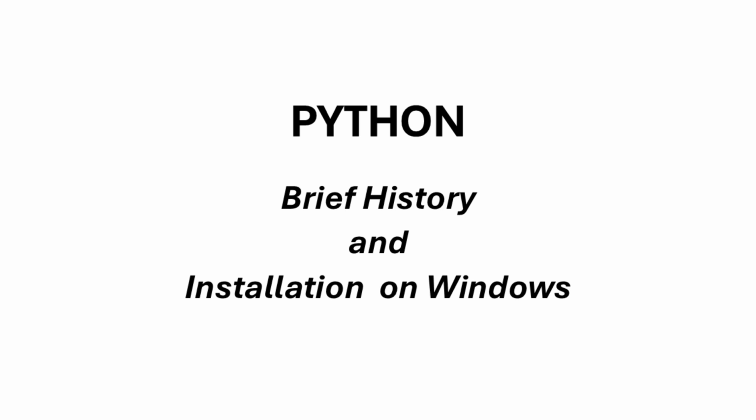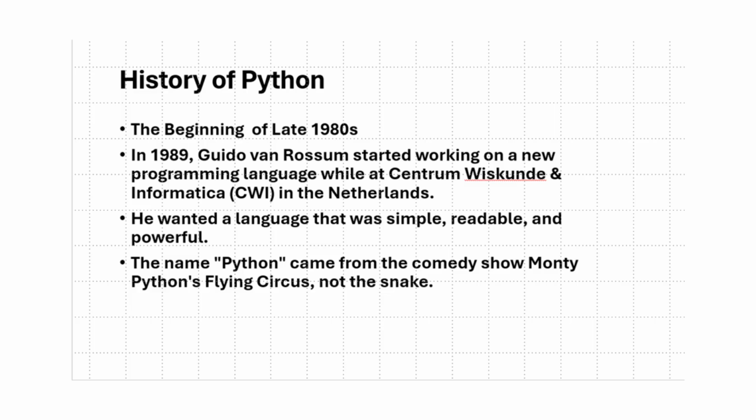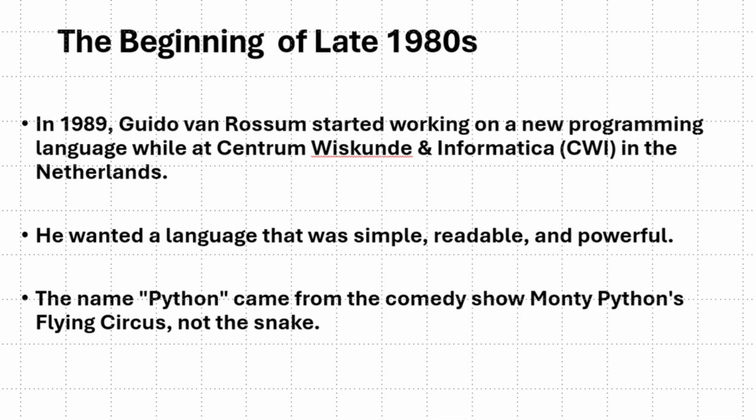This tutorial will guide you through a brief history of this most popular language called Python and its installation on Windows. The beginning, the late 1980s. In 1989, Guido van Rossum started working on a new programming language while at Centrum Wiskunde and Informatica, CWI, in the Netherlands. He wanted a language that was simple, readable, and powerful.